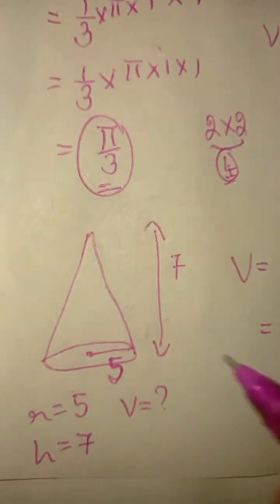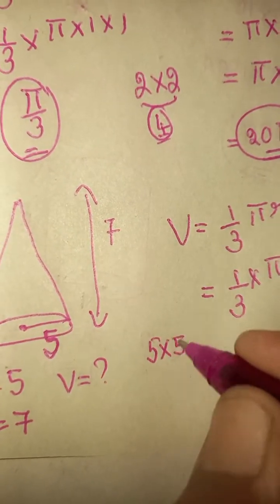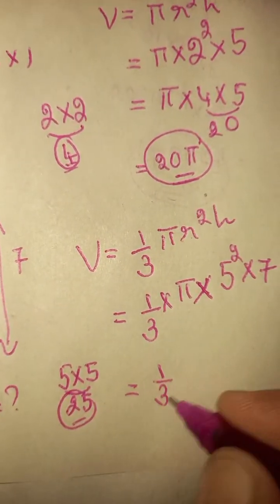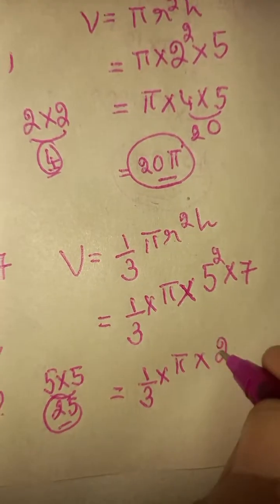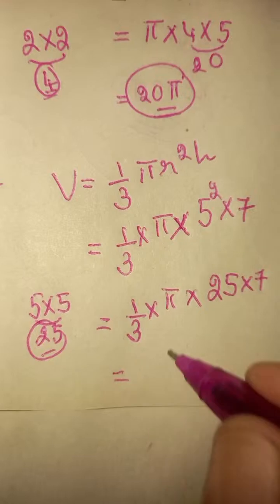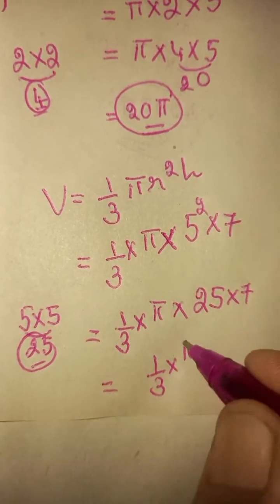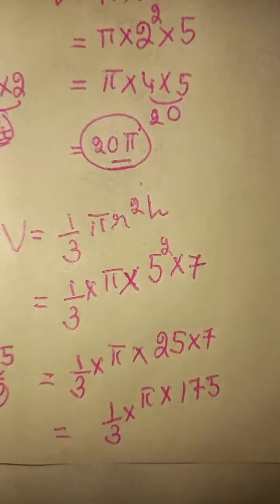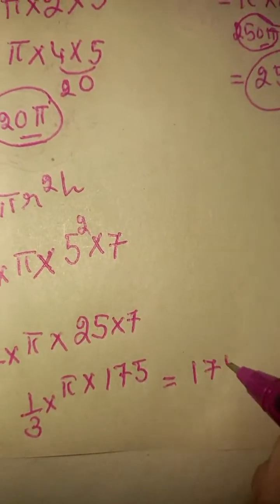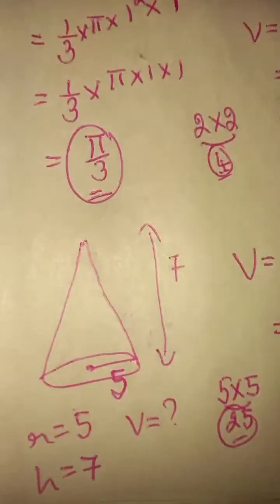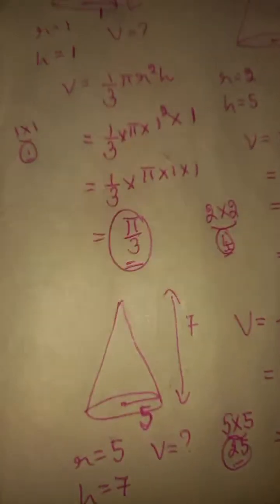Now 5 square means 5 times 5, which is 25. Now it becomes one third of pi times 25 times 7. 25 times 7 is 175. One third of pi times 175 is 175 pi by 3 cubic units. That's the actual volume of this cone.